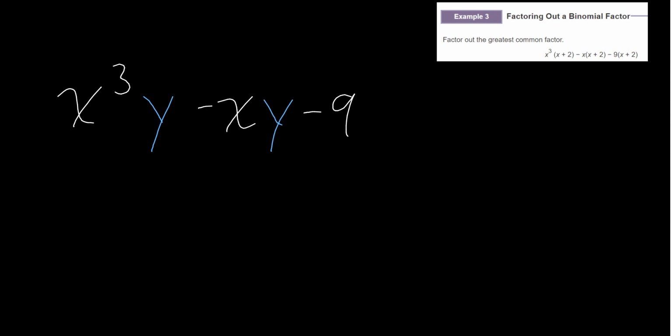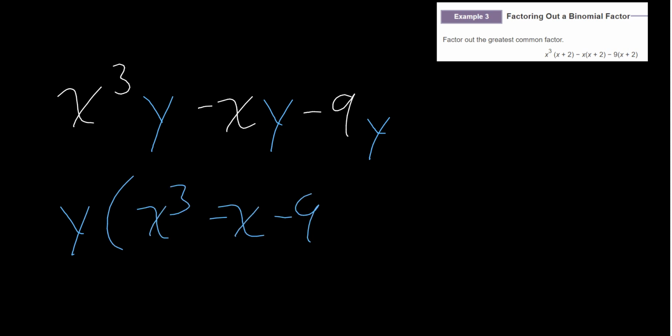Factor out the greatest common factor. Let's rewrite this as x cubed times y, minus x times y, minus 9y. Let's just make it a y, whatever. If I wrote this problem out, it's very obvious what you factor out. You would factor out a y, because a y would be taken out of this entire problem. So you'd say y, and what remains is x cubed minus x minus 9.